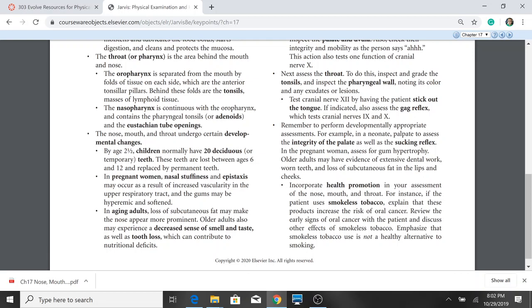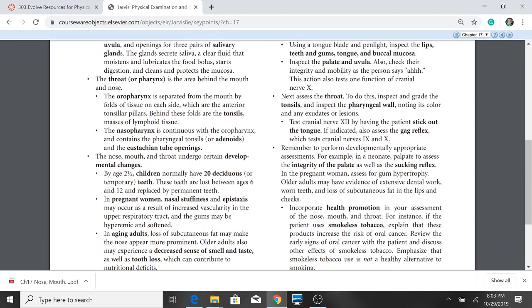The nose, mouth, and throat undergo certain developmental changes. By age 2.5, children have 20 deciduous, or temporary, teeth. These teeth are lost between ages 6 and 12 and replaced by permanent teeth. In pregnant women, nasal stuffiness and epistaxis may occur as a result of increased vascularity in the upper respiratory tract, and gums may be hyperemic and softened. In aging adults, loss of subcutaneous fat may make the nose appear more prominent. Older adults also may experience a decreased sense of smell and taste, as well as tooth loss, which can contribute to nutritional deficits.